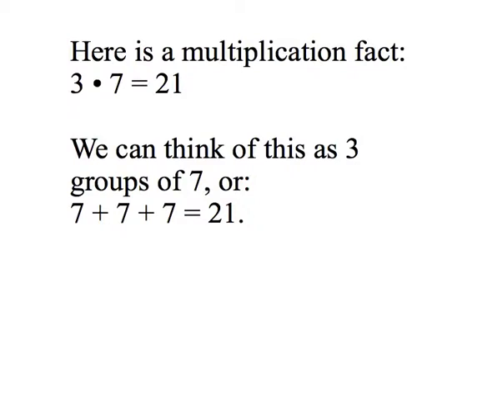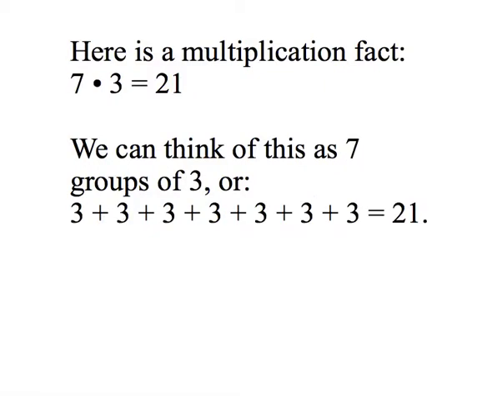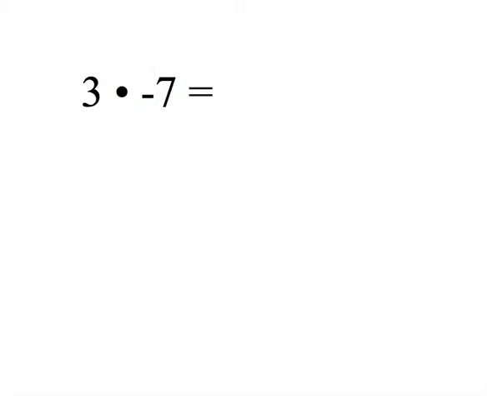Here's our multiplication fact again. 3 times 7 is 21, and we can think of this as 3 groups of 7, or 7 plus 7 plus 7, which is equal to 21. In the other multiplication fact, 7 times 3 is 21, we can think of that as 7 groups of 3, or 3 plus 3 plus 3 plus 3 plus 3 plus 3 plus another 3 is equal to 21.